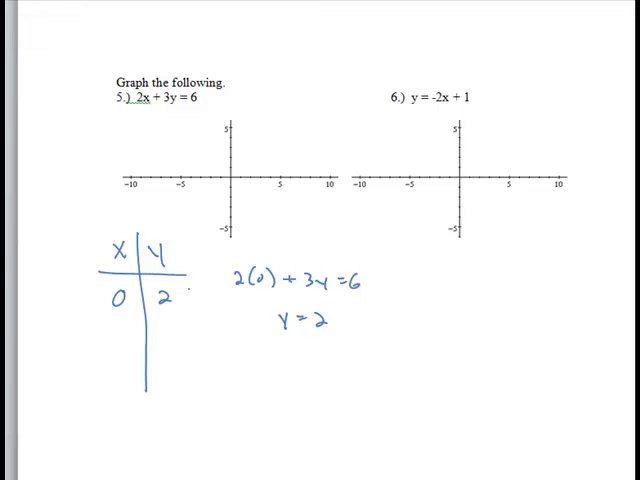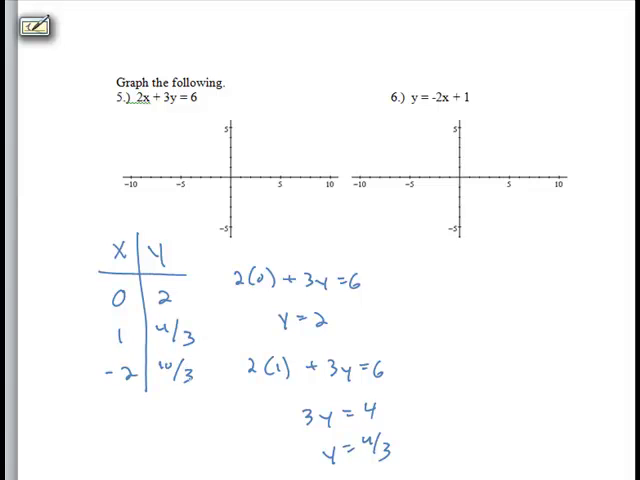Choose another value for x. Another value for x might be 1. 2 times 1 plus 3y is equal to 6. So 3y is equal to 4. So y is equal to 4/3. So we have another solution to the equation, another point. And as long as we didn't make any mistakes, we only need 2 points to sketch a line, but it's always a good idea to choose a third point. So if we randomly choose another value for x, maybe negative 2, when x is equal to negative 2, plug it into the equation, solve for y. y works out to be 10/3.